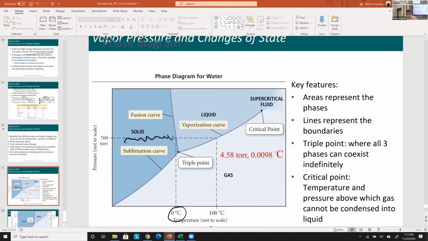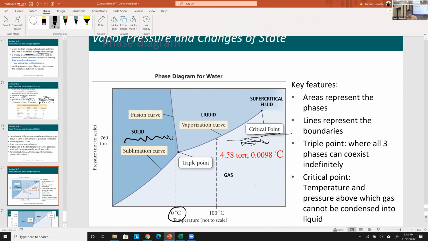Then above 100 degrees, we know water boils. So above 100 degrees at around 760 torr or 1 atm, you have mostly gas. So that makes sense. But there are things that are different. What happens when you greatly change the pressure or greatly change the temperature?